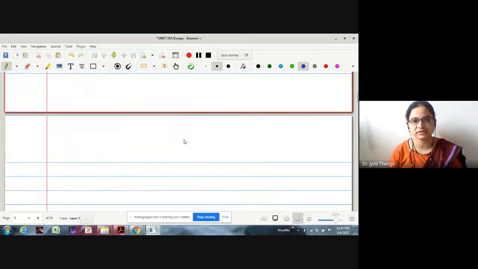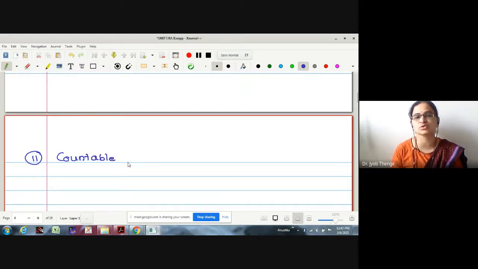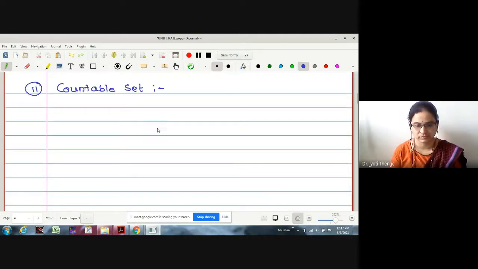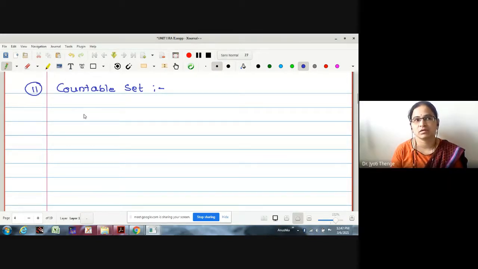Countable set. Can anyone define countable sets? Because this is the most used word in real analysis too. Therefore, you should be clear with the meaning of this countable set. What is a countable set? Whatever set you know, is similar to natural numbers. Similar is the word. I think the word similar is not suitable here. Equivalent. Yes, it is equivalent.